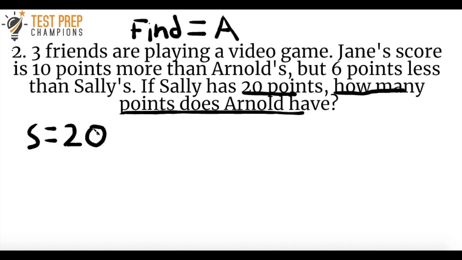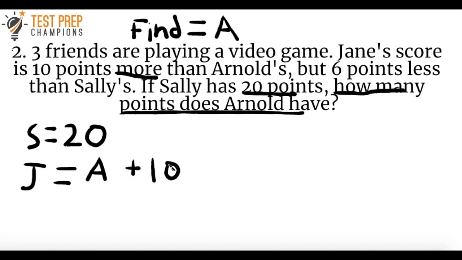So let's set up some equations here. So we see Jane's score is 10 points more than Arnold's. So this word more, right, this is a keyword for addition. 10 points more than Arnold's means that her score, which I'm going to abbreviate with a J, Jane's score here is equal to Arnold's score, which I'm going to abbreviate with an A, plus 10.